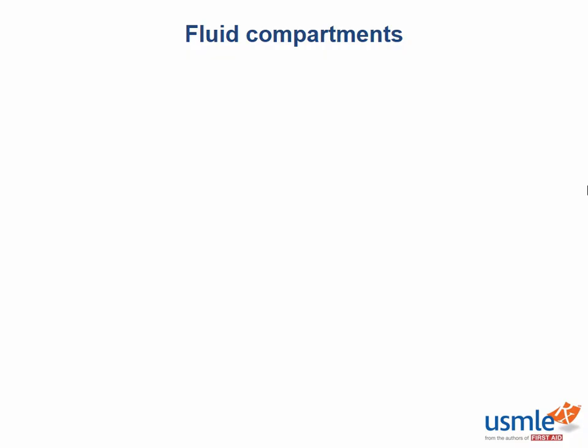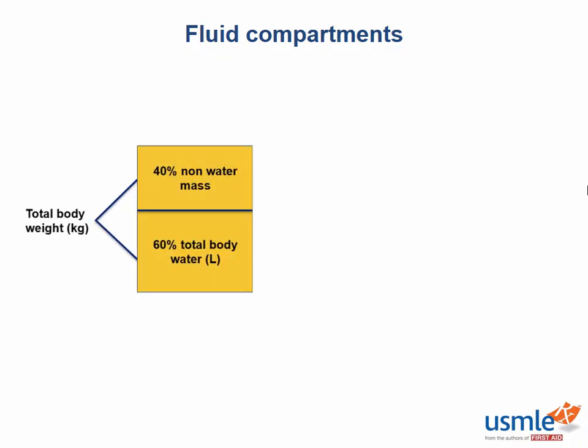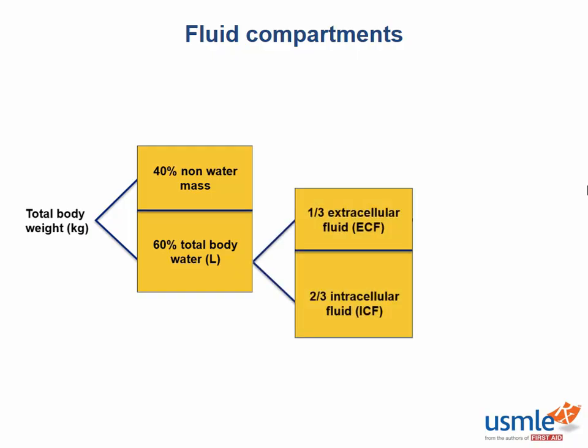So the entire body is made up of two things, water and non-water mass. Water mass accounts for about 60% of the total body weight, whereas non-water mass accounts for only about 40% of it. The total body water is split up into two different compartments, intracellular fluid, which accounts for about 2/3 of the total body water, and extracellular fluid, which is a smaller component making up only about 1/3 of the total body water. Do you guys know which electrolytes make up the intracellular fluid?